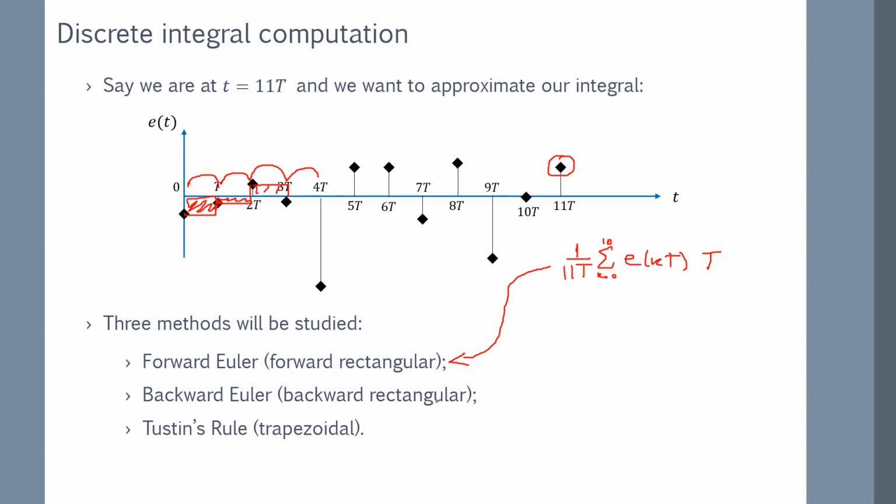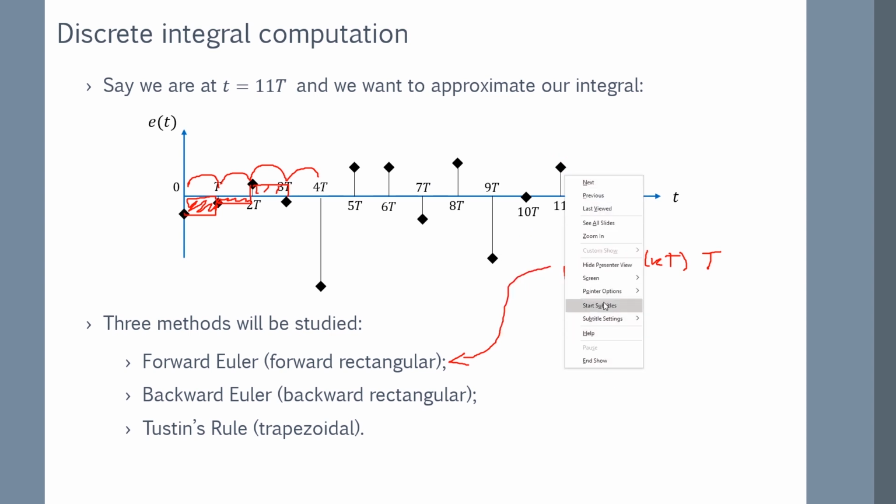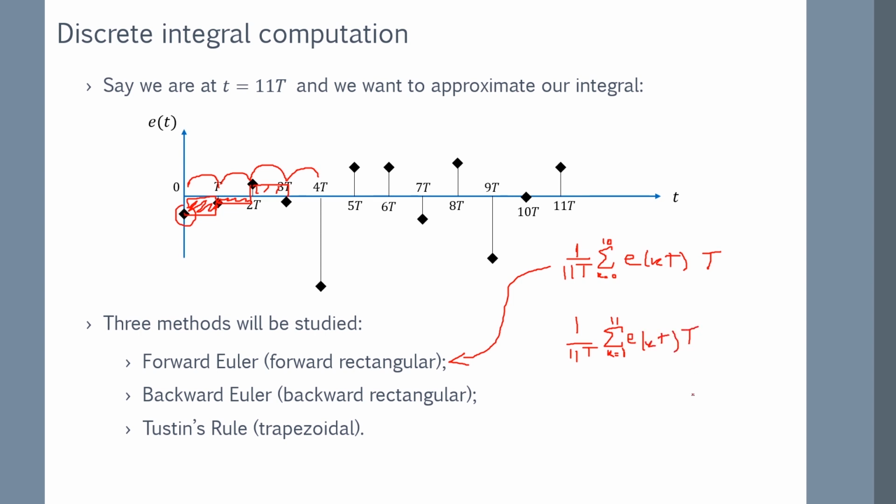If you look at the backward rectangular, it's exactly the same procedure, but you don't drop this point. Let me erase it to kind of represent that. You actually drop this guy here. Let me grab the pen. You drop the 0th point. So in that case, you get 1 over 11T, but the summation, and I apologize for this, I'm using my mouse, is from 1 to 11 of e of kT times capital T.